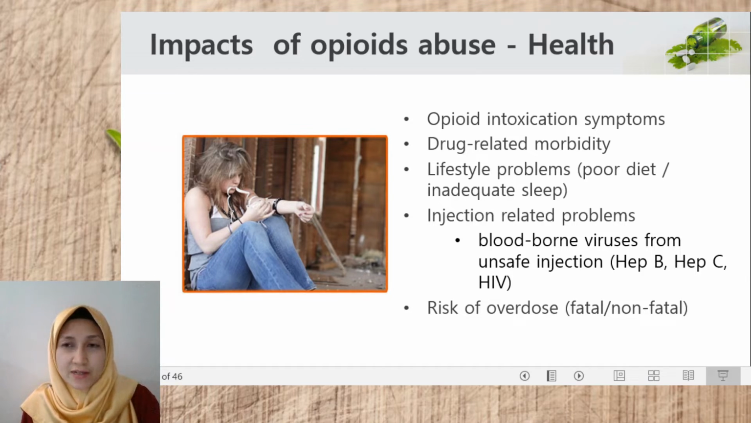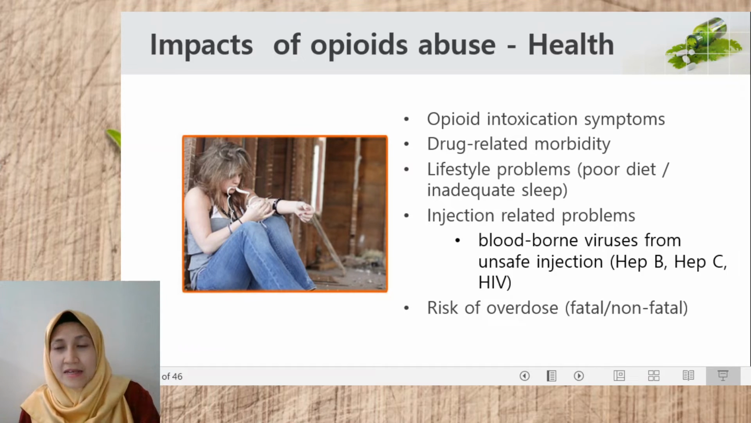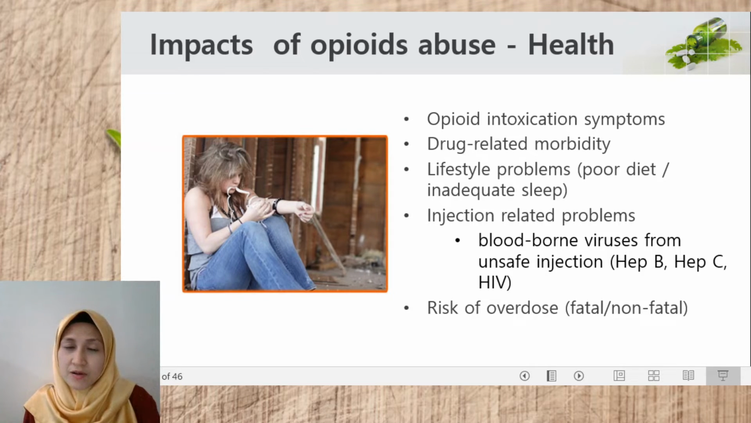The second is drug related morbidity, meaning that it will cause them to have cardiovascular damage, like respiratory impairment. Third, lifestyle problem. So that is when it's going to affect their health in general, in which they would not have a proper diet, because the only thing that they want to take is the drug, and then they lose the appetite, and they do not really care about sleeping, or they oversleep. So this is when they have a lifestyle problem.